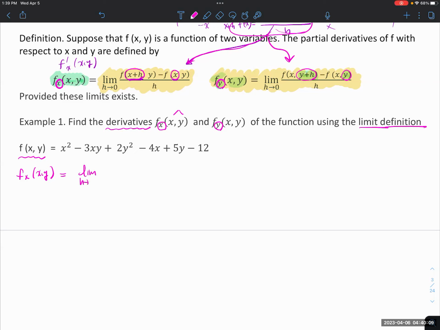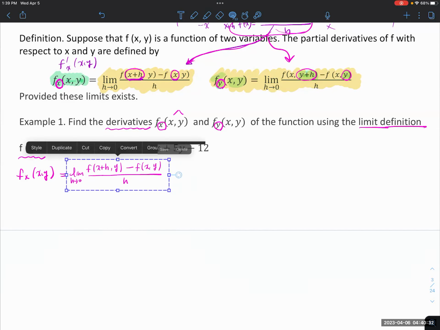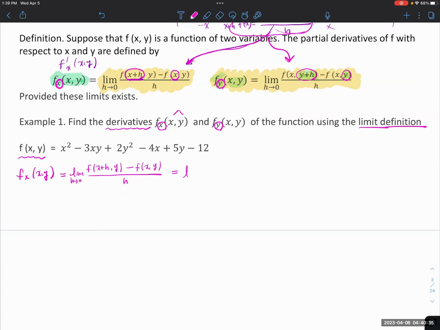Limit as h approaches 0 of f of x plus h comma y, minus f of x, y, over h. That x plus h is getting close to x, the gap is getting smaller, smaller. And I'm going to apply this into the given equation. What happened? Very step-by-step work. I think I need to minimize it. So here, equal, the first is a limit. And then you're going to substitute x plus h for x everywhere, so it is going to be a long numerator.